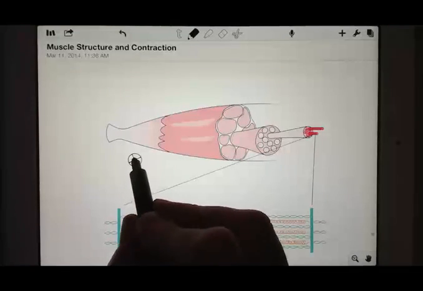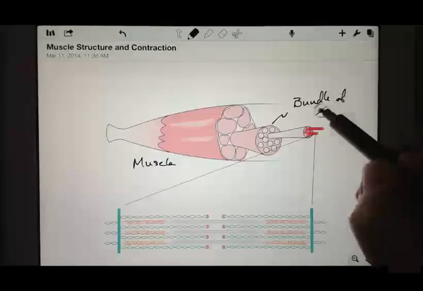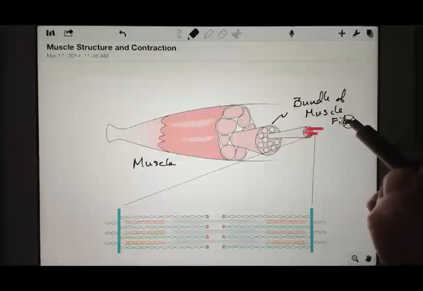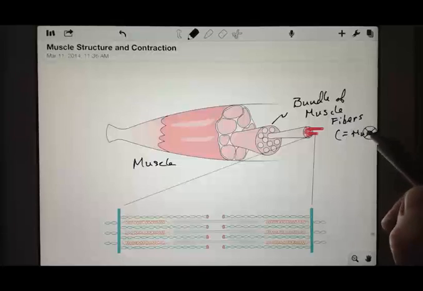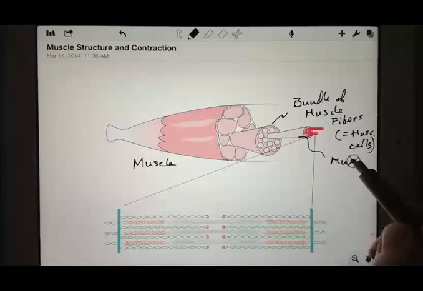So now I want to talk about muscle structure and contraction. Here's a muscle showing a bundle of muscle fibers here. Muscle fiber is a muscle cell. So each muscle cell is a muscle fiber. We call them muscle fibers because they're long and thin.